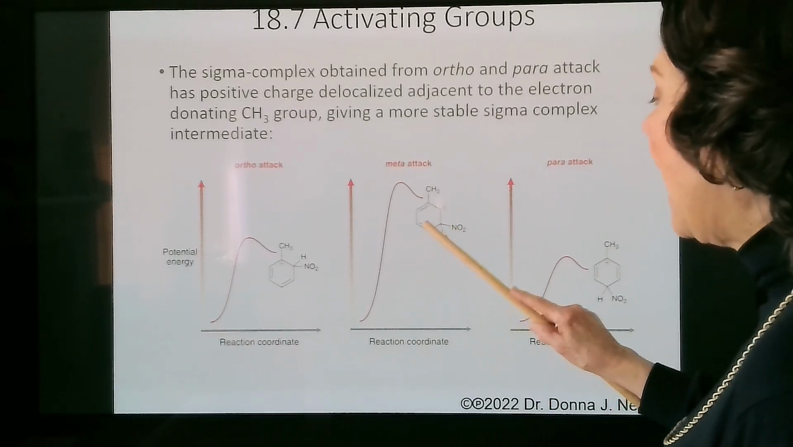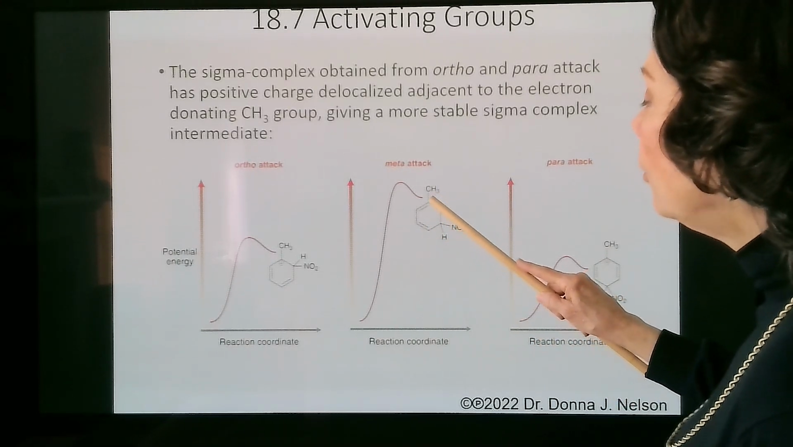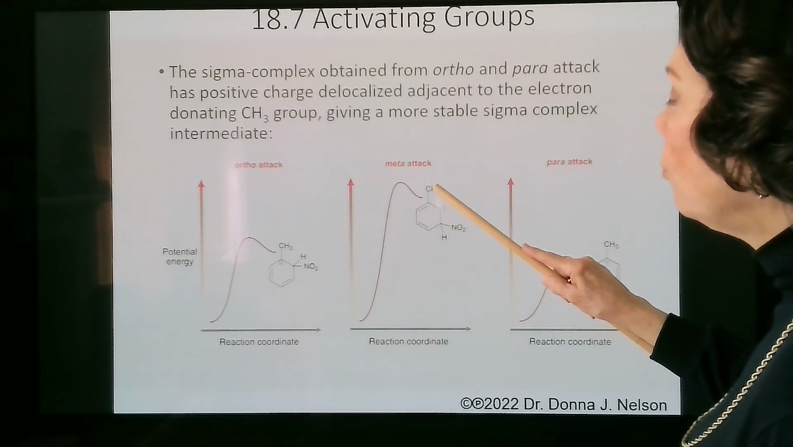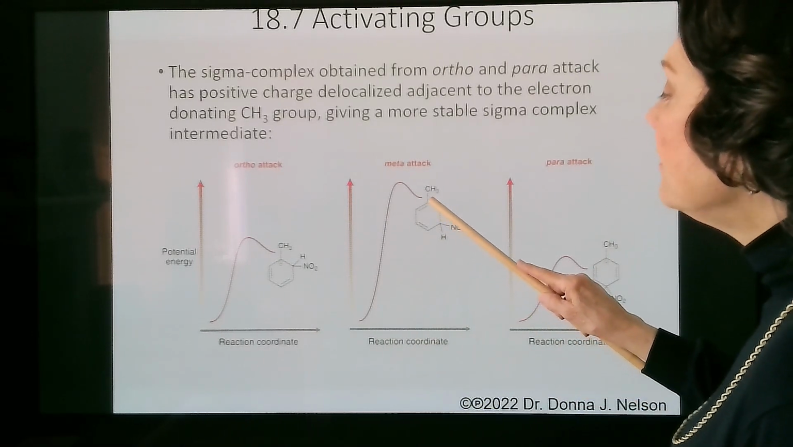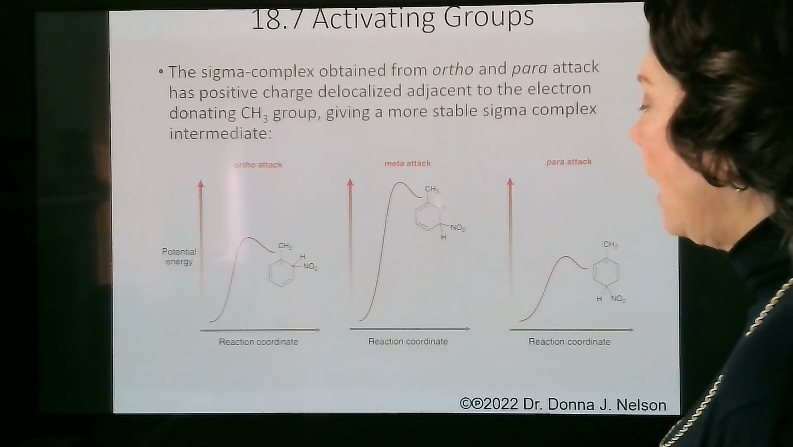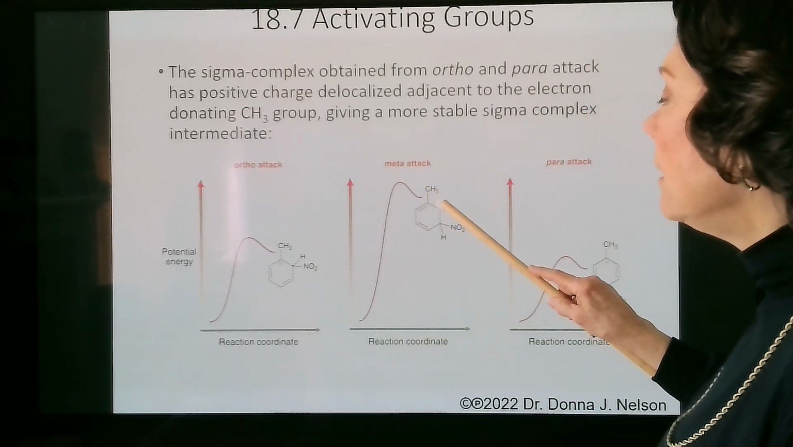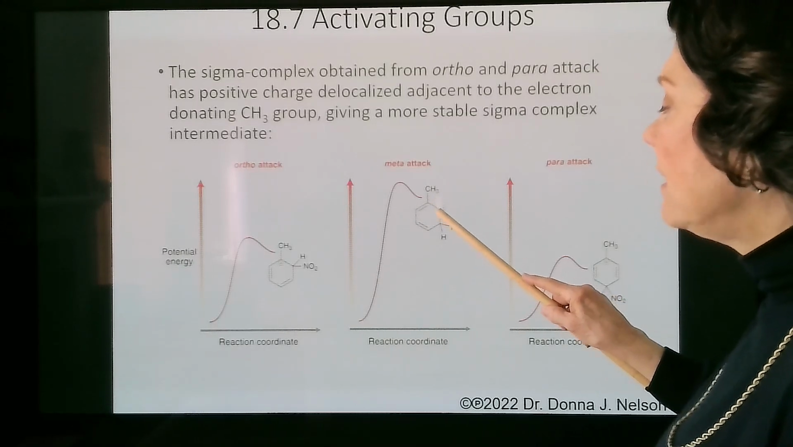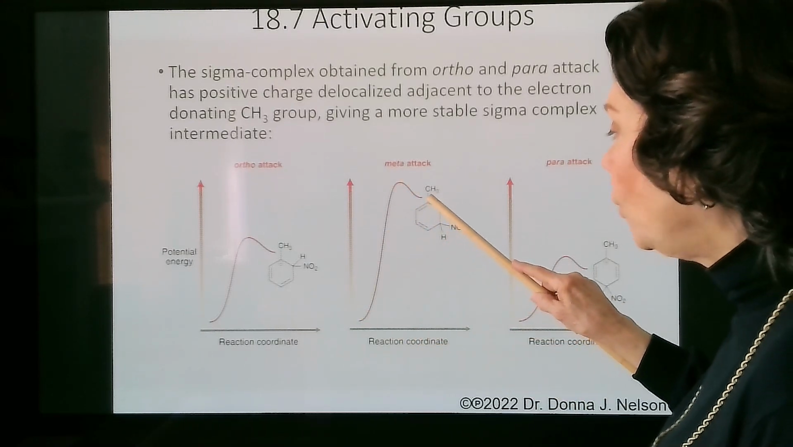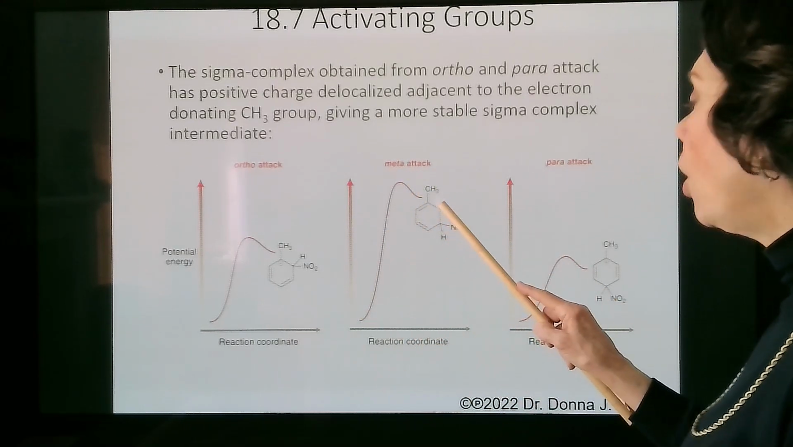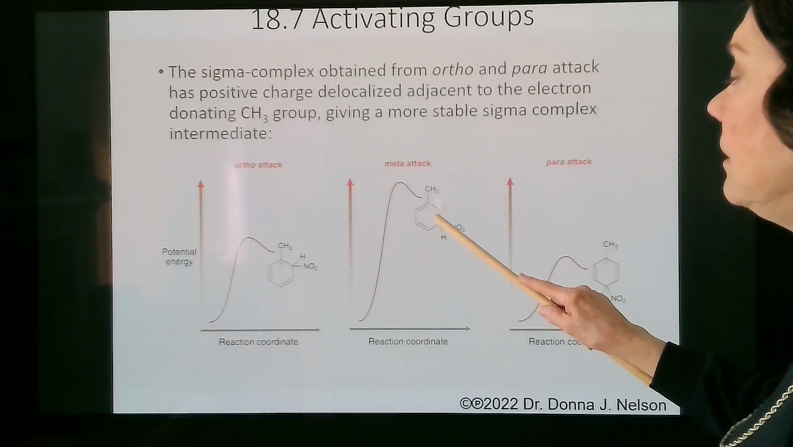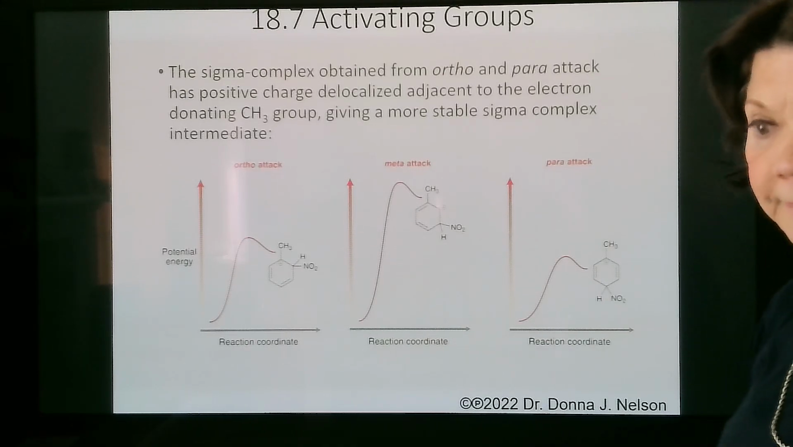Now notice meta attack, that was the one where the positive charge could not be put on the carbon bearing the methyl group. And so that very stable structure could not be obtained for meta attack. And so it is higher in energy. This reactive intermediate, the carbocation, is higher in energy. So the energy barrier leading to it is higher in energy. So it's harder to achieve this reaction that gives meta products, meta substitution.